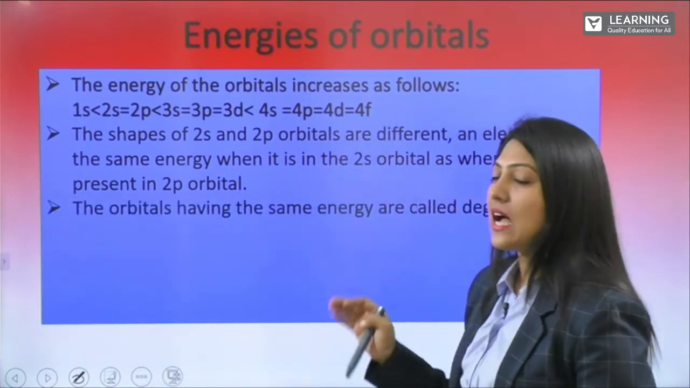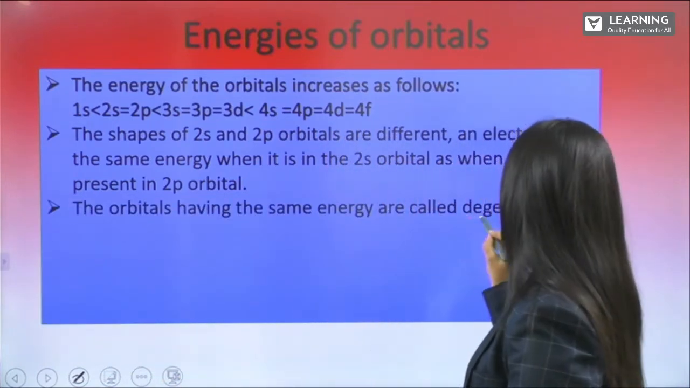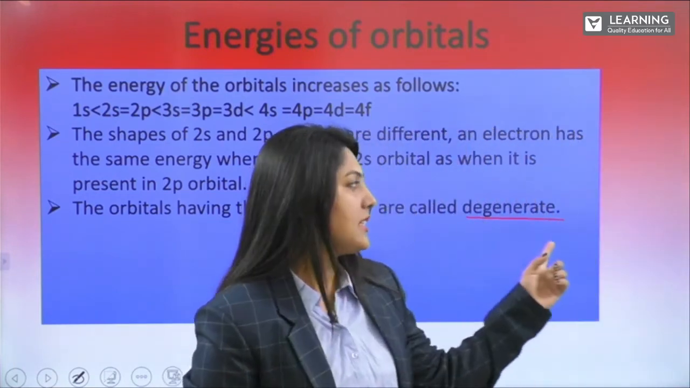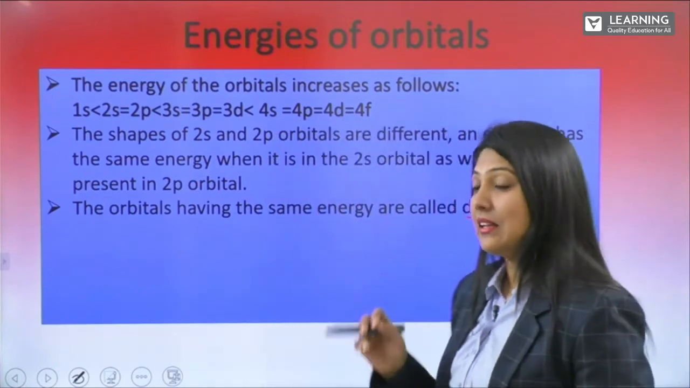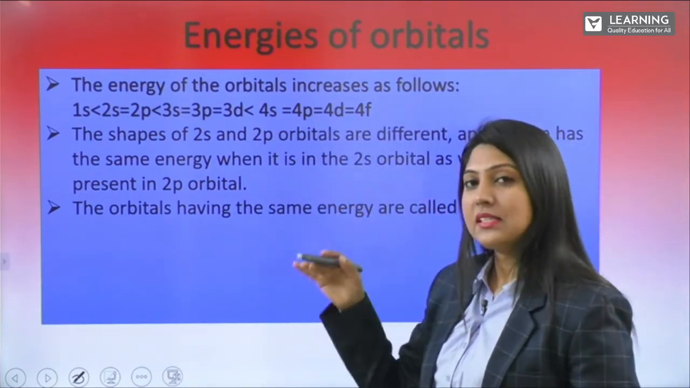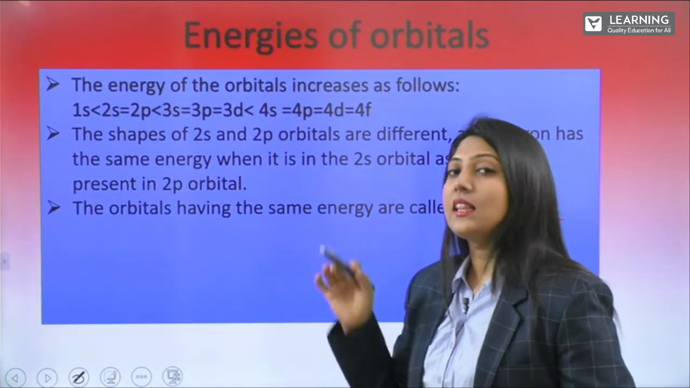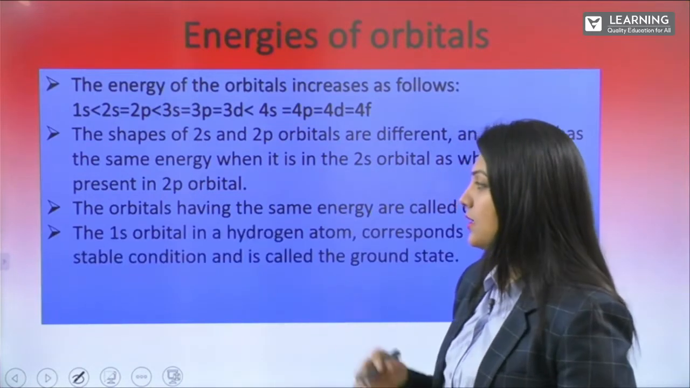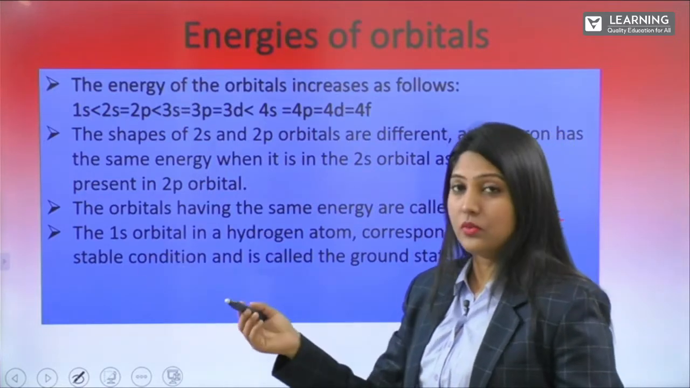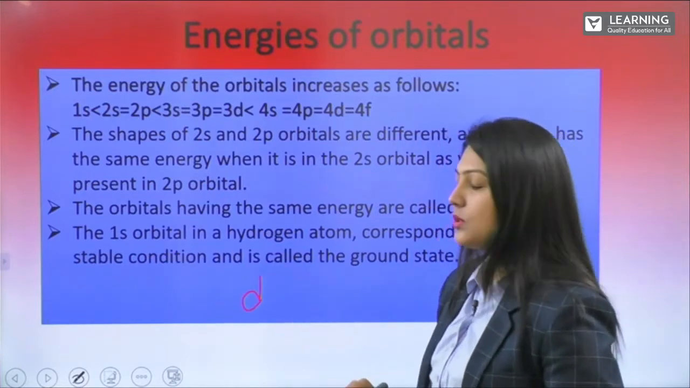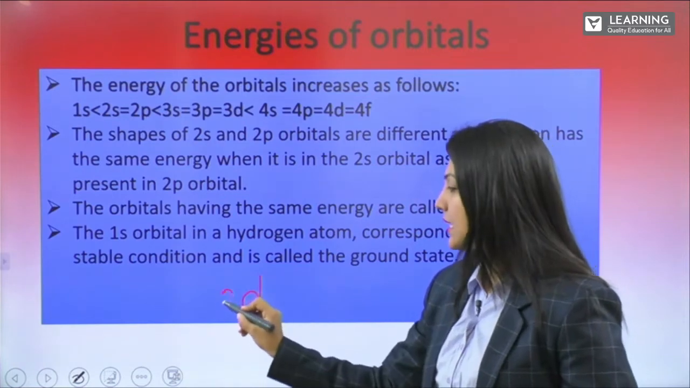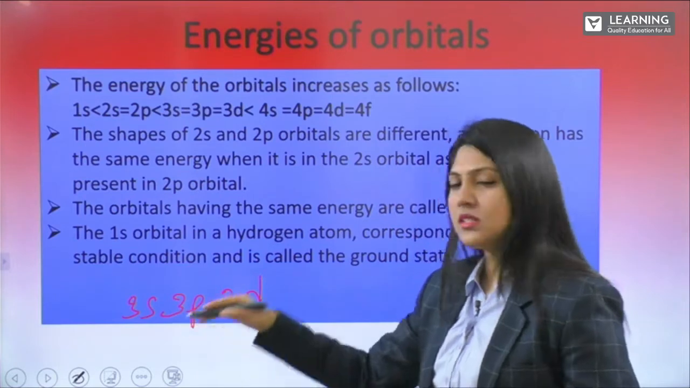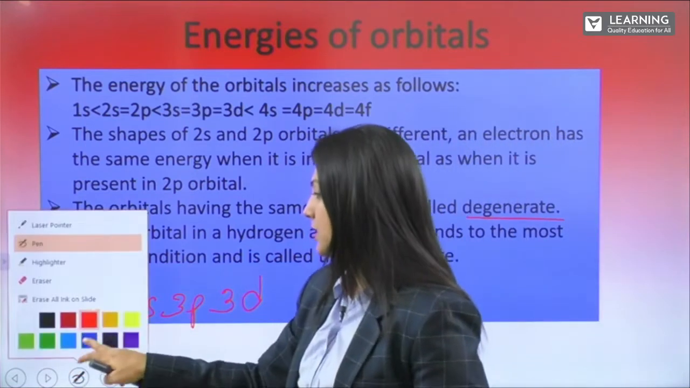The orbitals having the same energy are called degenerate. What do they call it? We call it degenerate. The orbitals which have the same energies, we call them degenerate. Likewise, even if you take d orbitals, if it is 3d, 3p, 3s, they are almost of the same energy.